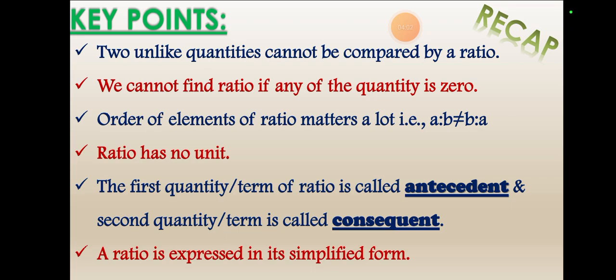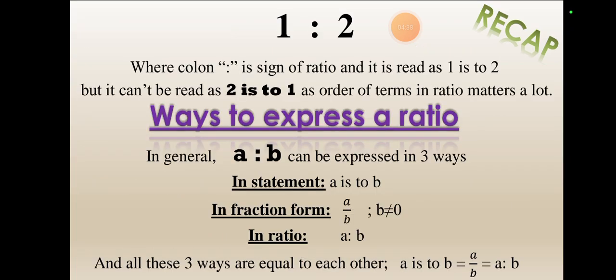Ratio has no unit. We have units first, but we cut out the unit and take the quantities only. The first quantity or term of a ratio is called the antecedent. Like in a fraction the first term is the numerator, but in a ratio the first term is the antecedent. The second quantity in a fraction is the denominator, but in a ratio it is the consequent. A ratio is expressed in its simplified form. Like fractions, which are also always in their simplified form, ratios are also in their simplified form.